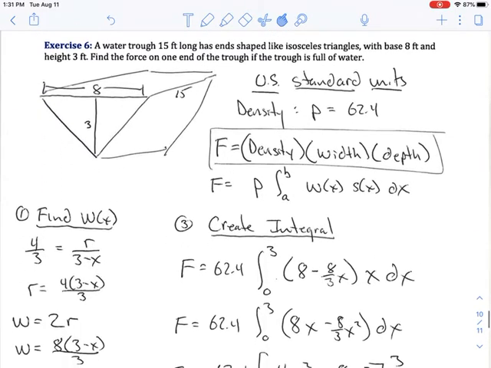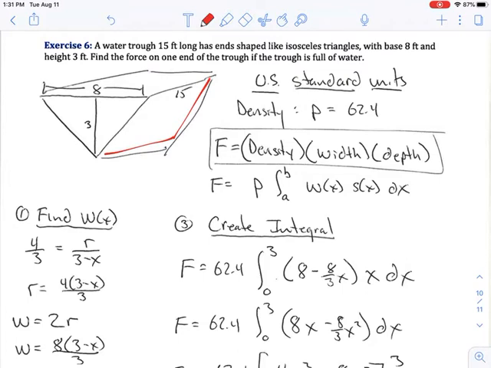A water trough, 15 feet long, has ends shaped like isosceles triangles. That is a really bad drawing, by the way. It should be more like that, I think. So that would be a little bit better. With a base of 8 feet and a height of 3 feet. Find the force on one end of the trough if the trough is full of water.